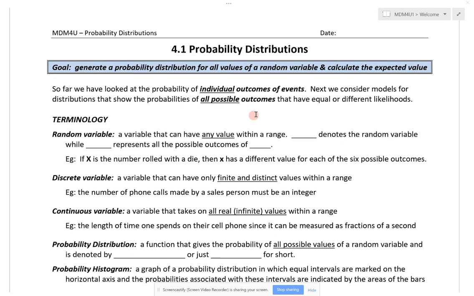Before we do this, we need to define a couple of terms. We're going to look at random variables. A variable can have any value within a range. We're going to use the capital letter X to denote the random variable, while we're going to use the lowercase x to represent all the possible outcomes of the random variable X. This one's capital, and this one is lowercase.